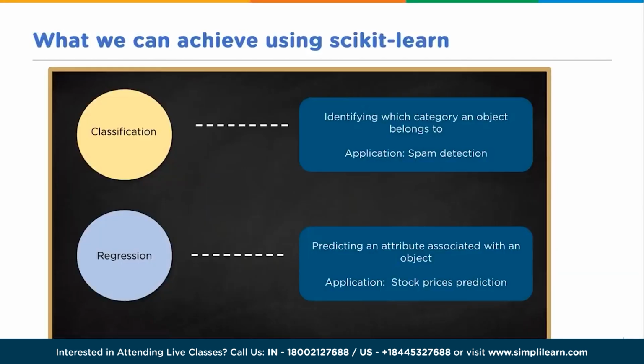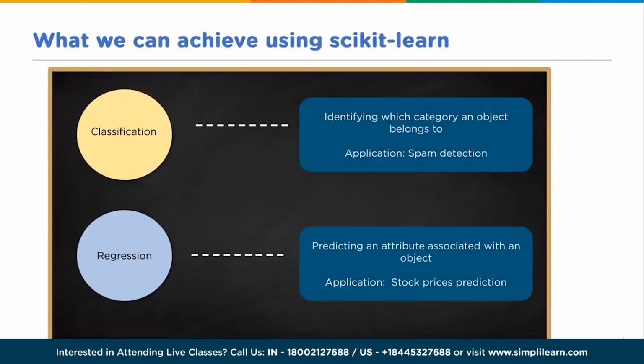What we can achieve using Scikit-Learn: the two main things are classification and regression models. Classification is identifying which category an object belongs to. One application very commonly used is spam detection. So is it spam or is it not spam? Yes, no. In banking, it might be, is this a good loan or a bad loan? Today we'll be looking at wine. Is it going to be a good wine or a bad wine?